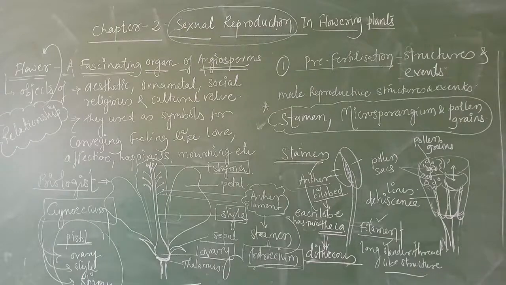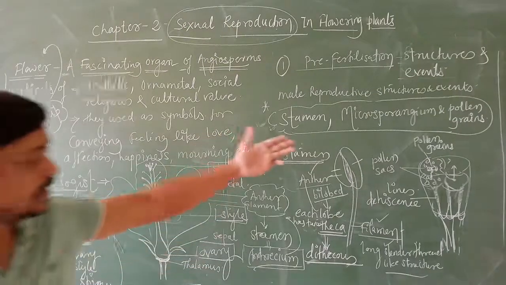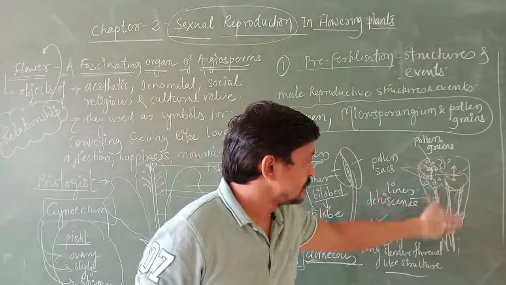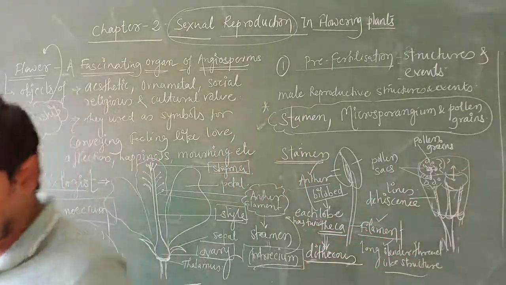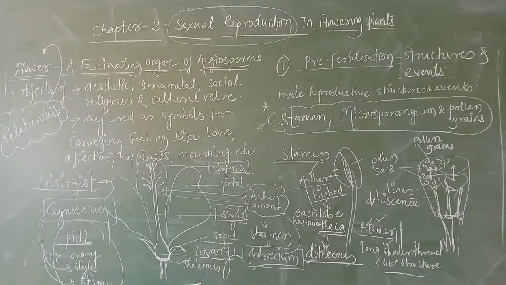And a longitudinal groove runs along it. We have the lines of dehiscence, and after maturation, they are going to break up and open up, and the pollen grains are going to be released.